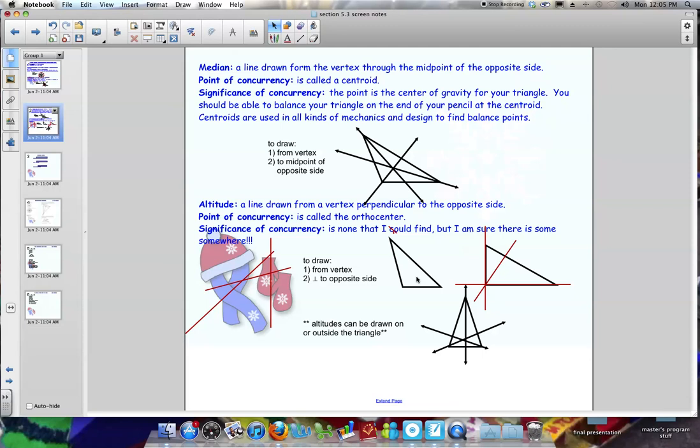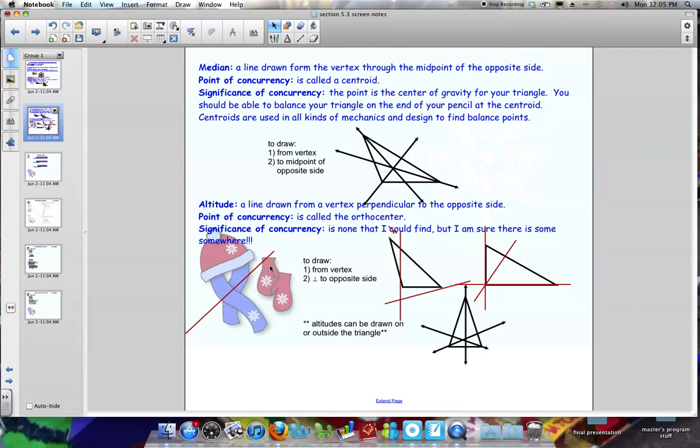In an obtuse triangle, the altitudes even look a little bit more different. Okay, I go from a vertex perpendicular to the opposite side. But if I go from this vertex perpendicular to the opposite side, I can't do that and draw the line inside the triangle. In order for it to be perpendicular, I would have to extend this side out. I would have to extend this side out and draw it on the outside of the triangle.